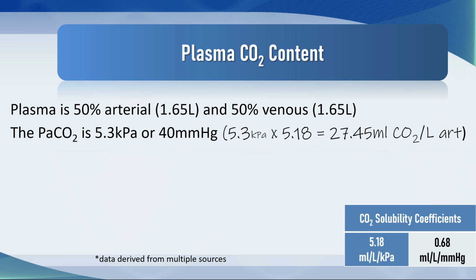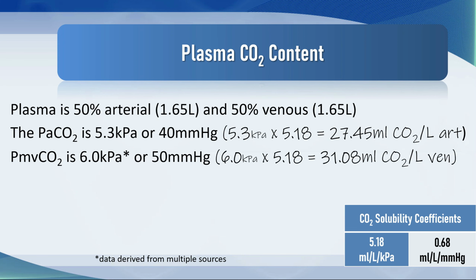We're going to multiply that partial pressure by the equivalent solubility coefficient, for example, 5.3 times 5.18, and the result is 27.45 mils of carbon dioxide per litre of arterial plasma. The mixed venous carbon dioxide is 6 kilopascals or 50 millimeters of mercury. We'll do the same calculation. 6 times 5.18 is 31.08 mils of carbon dioxide per litre of venous plasma.